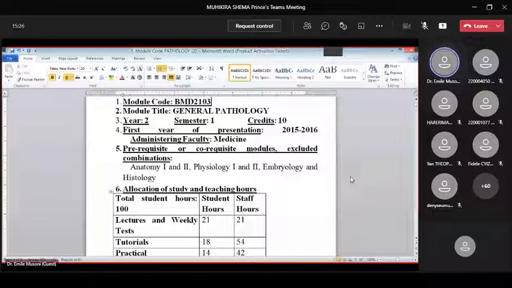After that, there will be disease of infants, environmental and nutrition disease, and then practical session. If we have the time, we will add some immunopathology, but I'm not sure. At the end, there will be final exam.